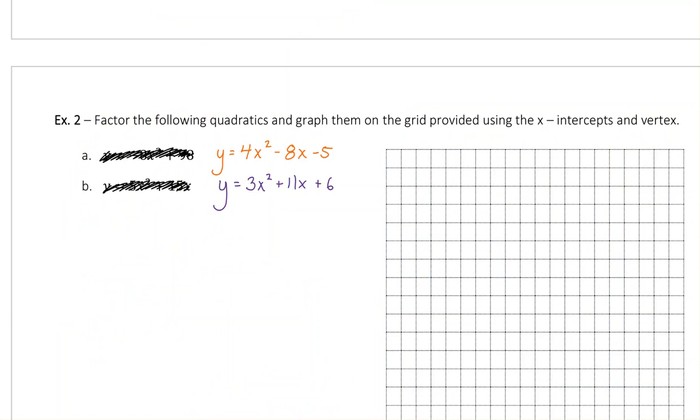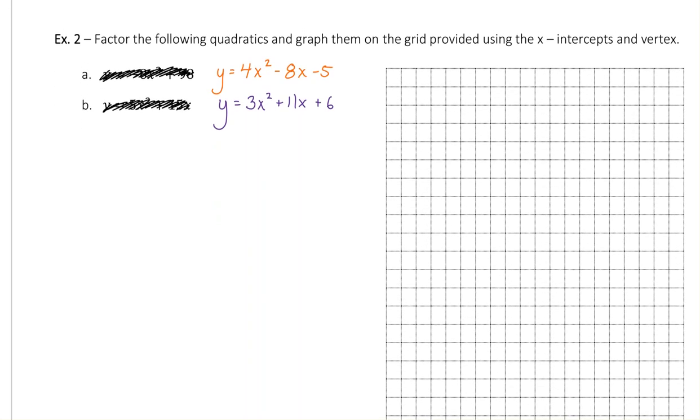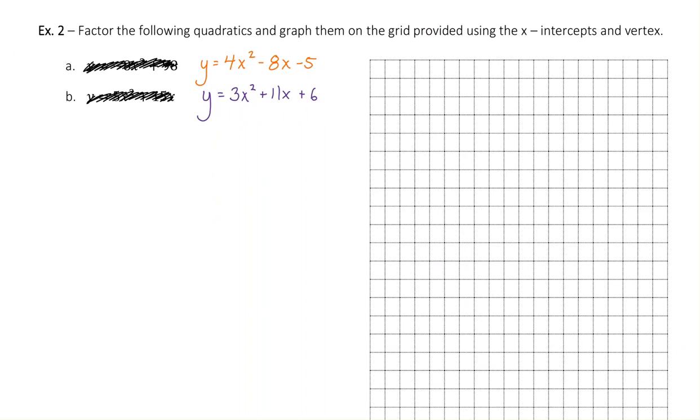Now, here is the last problem. First things first, I made some changes, so make sure you're working on the right handout and that you do have those two equations as you see them there that I've rewritten out for you. This is one of the reasons we do factoring, so we can identify these properties and help graph quadratics. The question is to factor the following quadratics and graph them on the grid provided using the x-intercepts and vertex. The first thing we need to do is factor this, but I'm going to make a couple of notes that are important to write down.